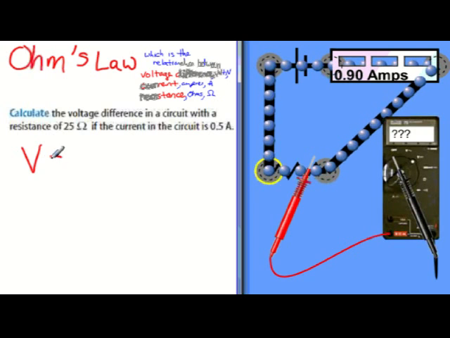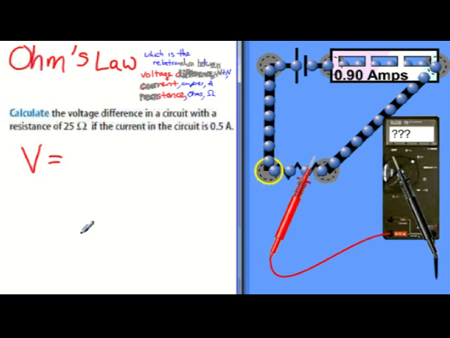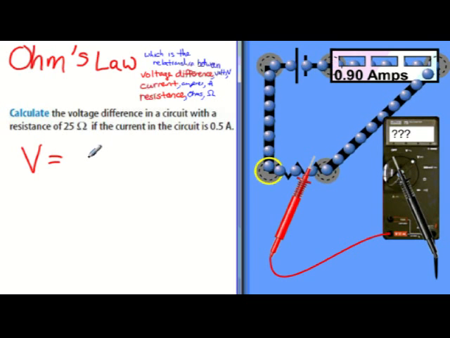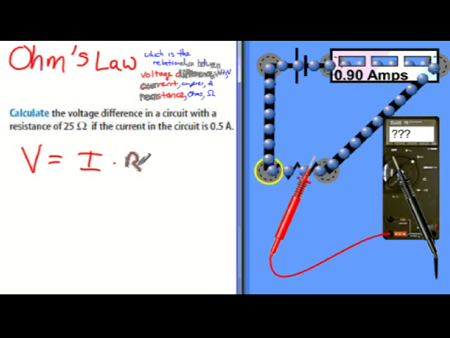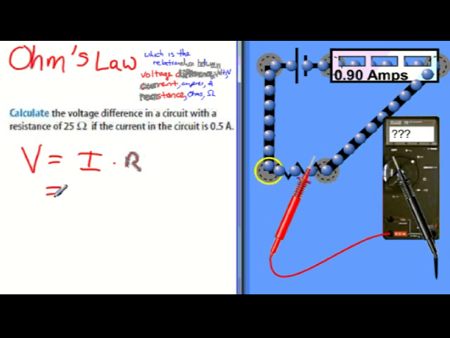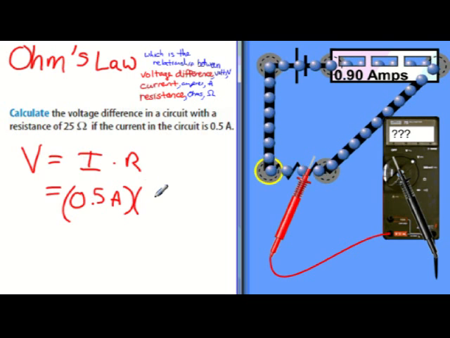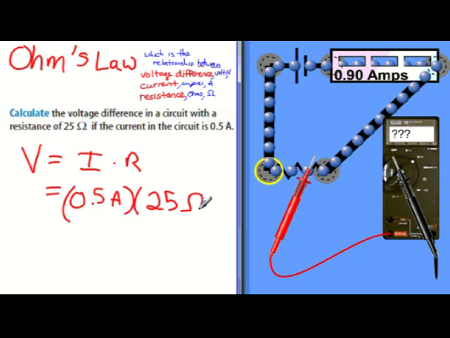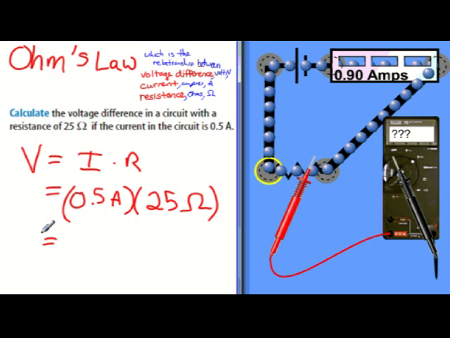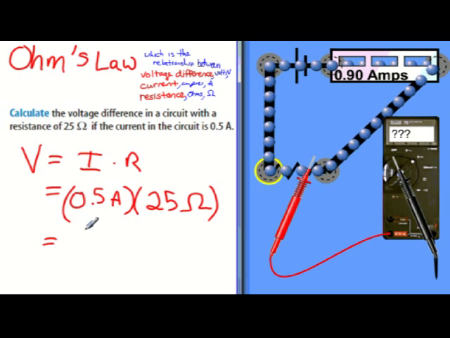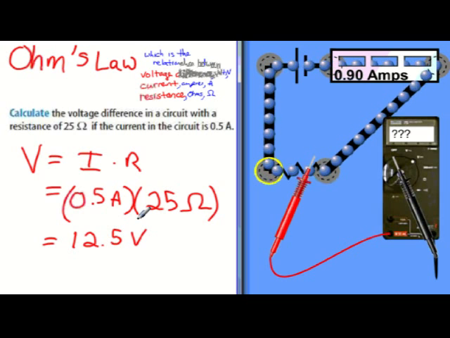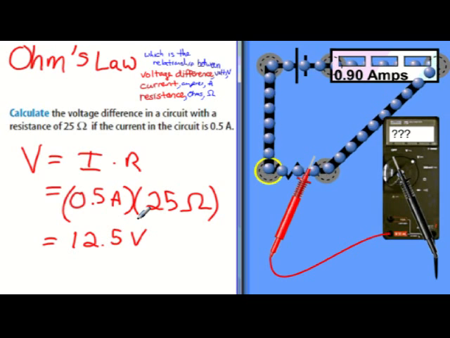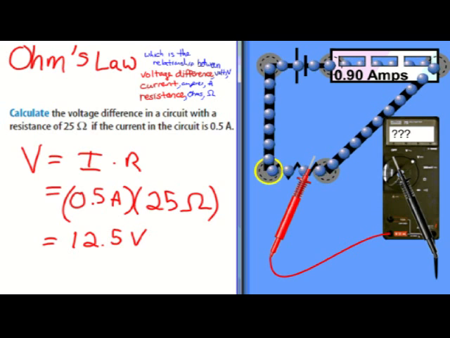The voltage difference in the circuit would be equal to the current times the resistance. Plug our numbers in. 0.5 amps times the resistance, 25 ohms. Multiply it together, essentially saying half of 25 is 12.5, and the unit for volts is symbolized by the capital V. Now we can look at the simulation and plug in those values.